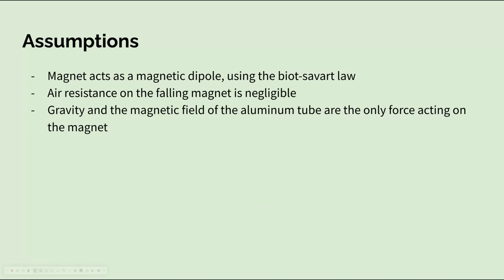So the assumptions for this experiment were that the magnet acts as a magnetic dipole using the Biot-Savart law. Air resistance on the falling magnet is negligible. Gravity and the magnetic field of the aluminum tube are the only forces acting on the magnet.